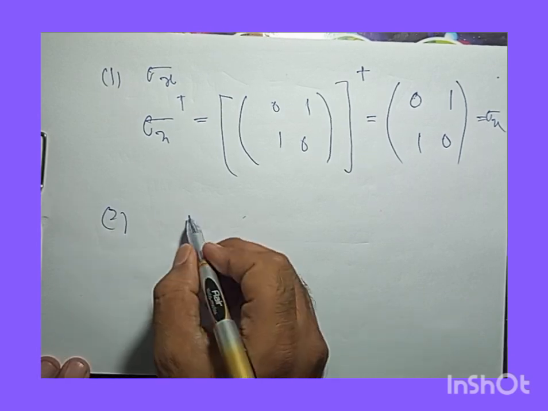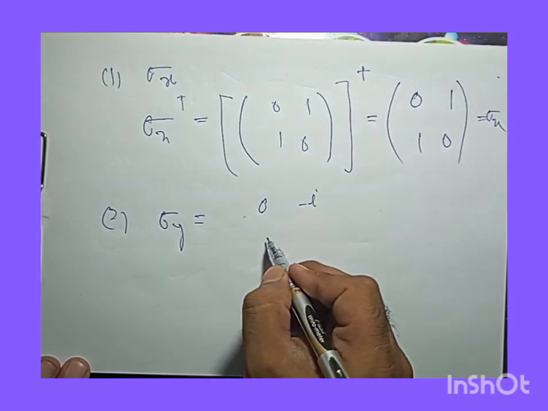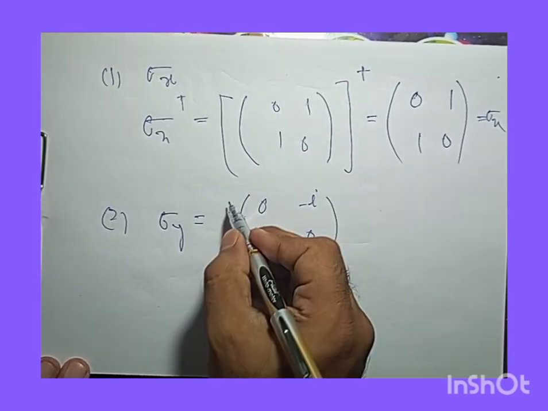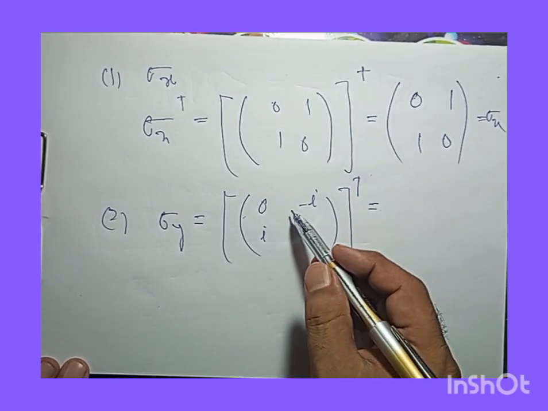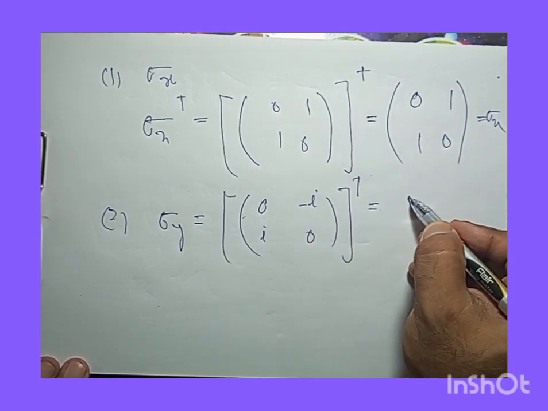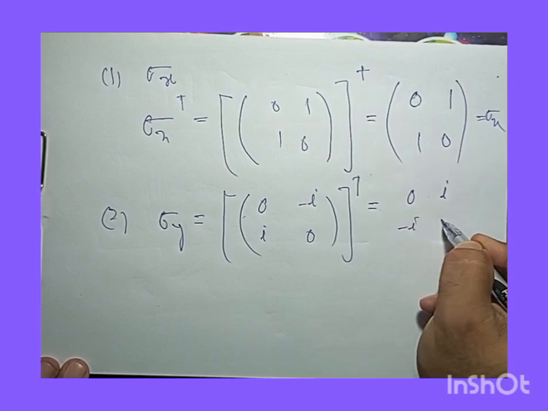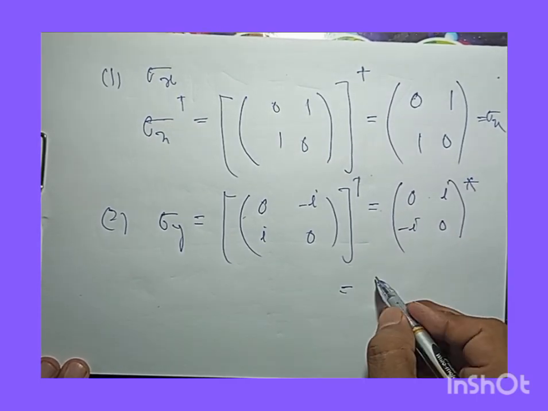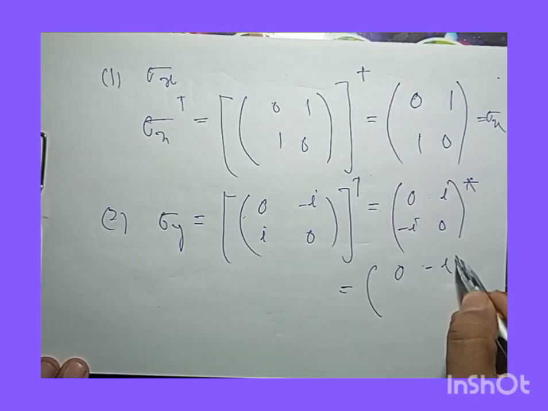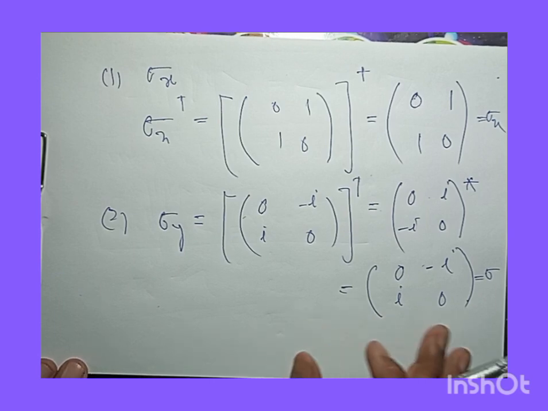And the second case is sigma y. Sigma y is 0, minus i, then i and 0, and we have to take its dagger. In doing so, we have to transpose it. So you will have 0 and i, and minus i and 0. And now we have to take its complex conjugate. When we take its complex conjugate, we'll get 0, minus i, then i and 0. So what is this? This is sigma y. So we can see that sigma y is also a Hermitian operator.